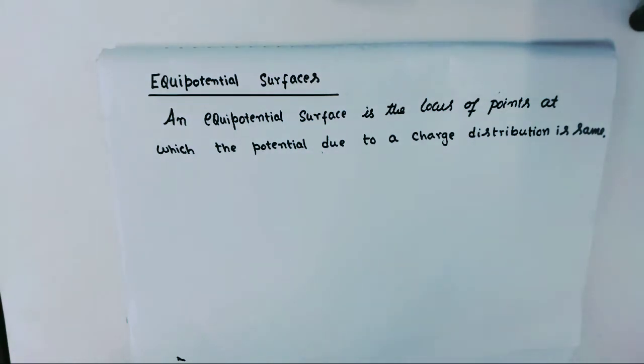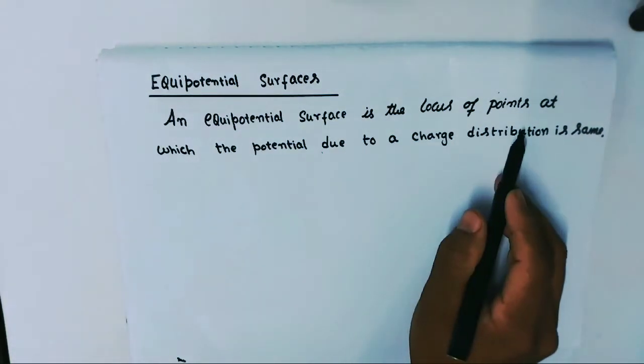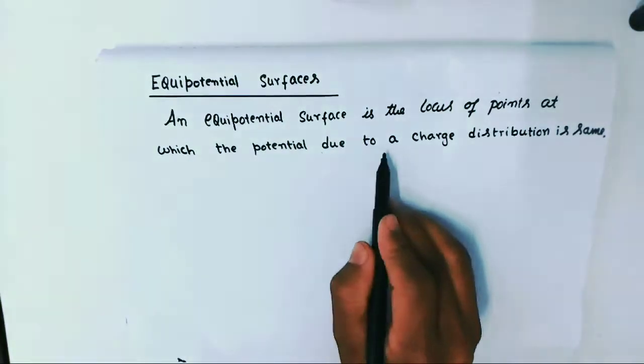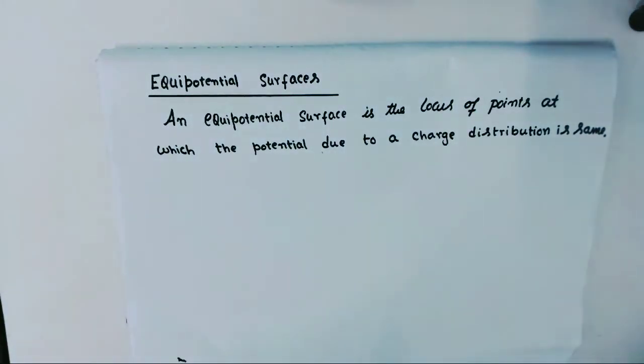The topic that we will discuss today is equipotential surface. So first of all, let us understand what is this equipotential surface. An equipotential surface is the locus of points at which the potential due to a charge distribution is same.